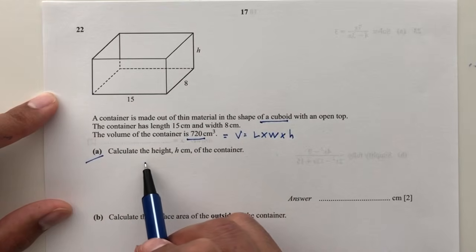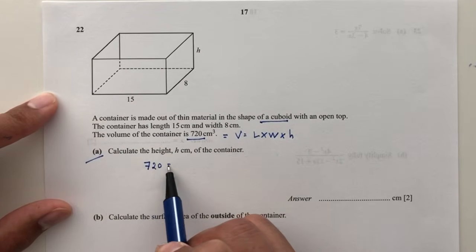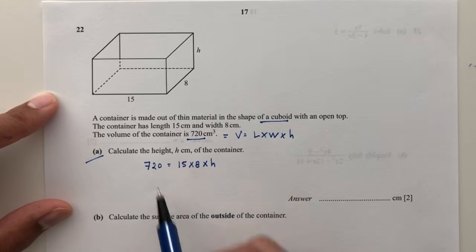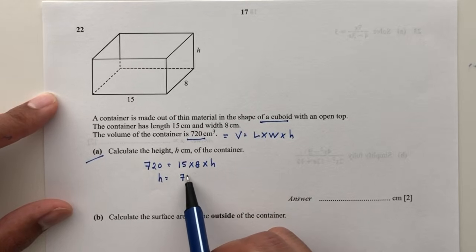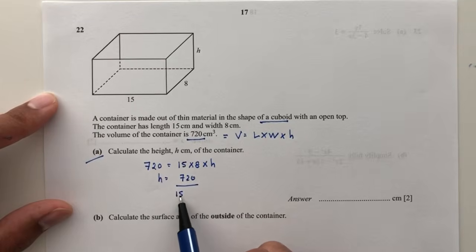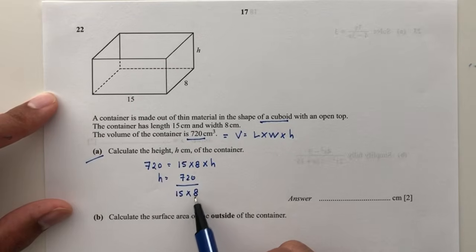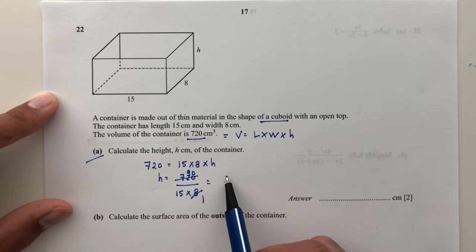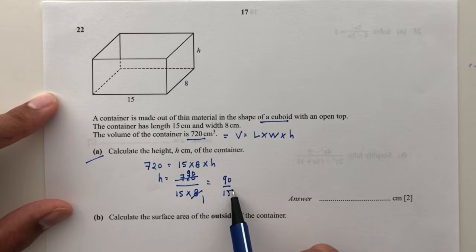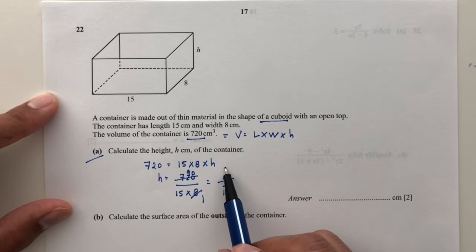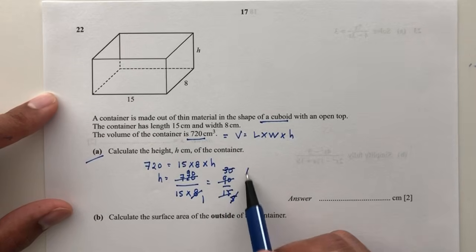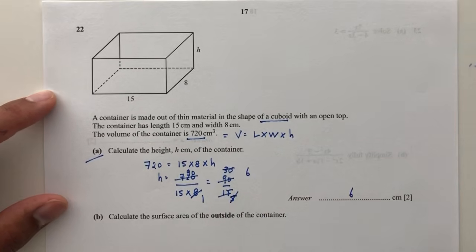So let's find that. Volume 720 is equal to length times width times height. So height will be 720 divided by 15 times 8. If you divide by 8, it will be 90, so 90 over 15. Divide by 3, you will have 30 over 5. Divide by 5, you will have 6. So height will be 6 centimeters.